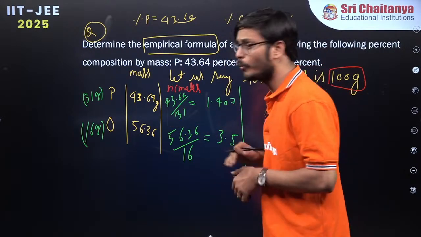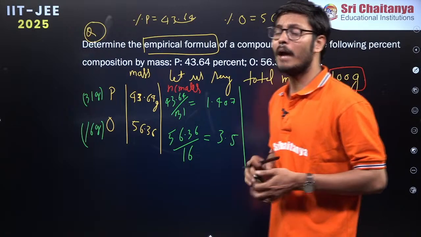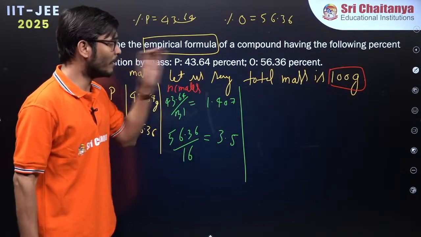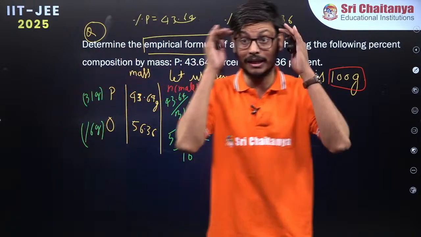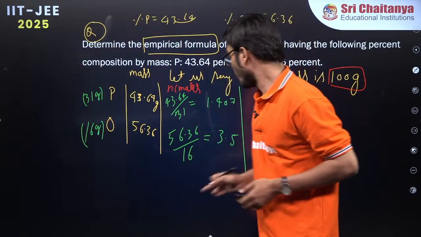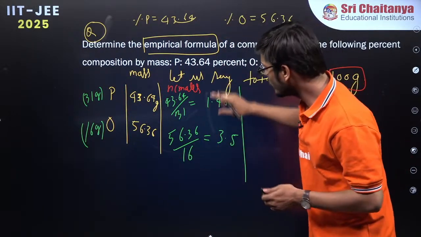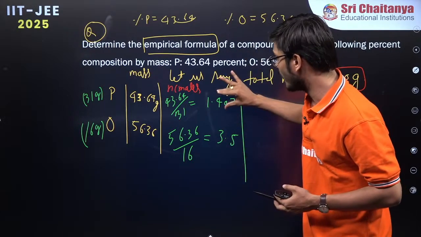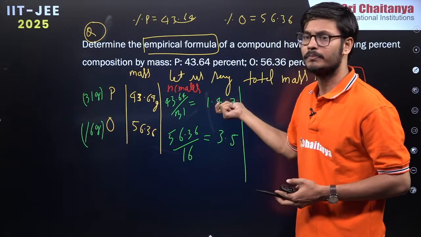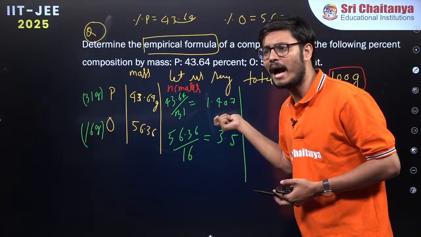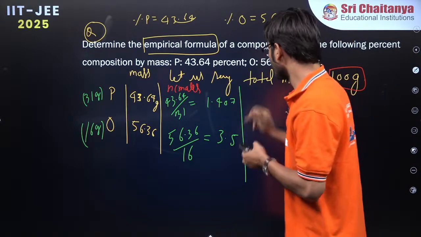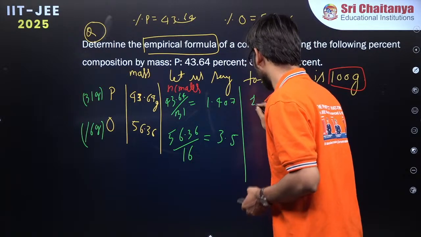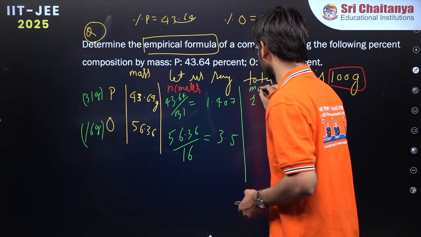Once I have the number of moles, I want to have a whole number ratio. For that, listen very carefully, this is very, very important. Whenever we get these types of numbers, you take the smallest mole value and divide them by that smallest number. So if I divide by 1.407, this will be 1. I am talking about the mole ratio.